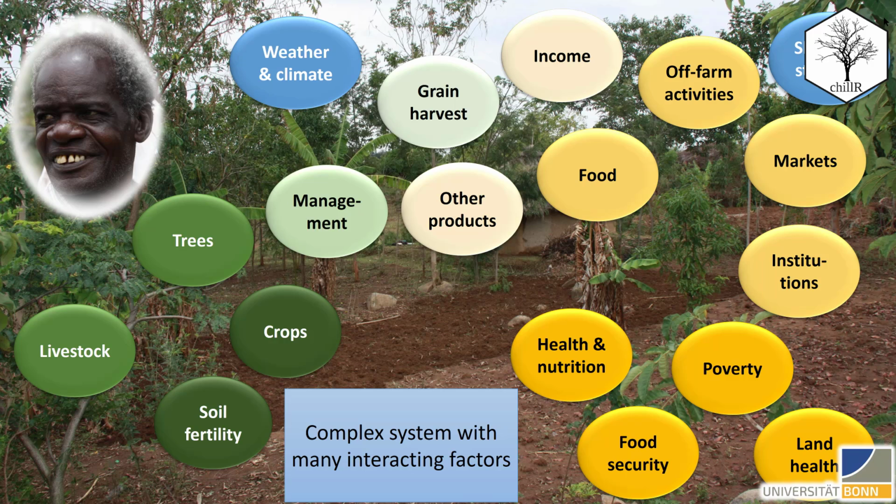We have the livestock here, the trees on the farm, the soil fertility, the way the crops and the livestock and trees are managed. Off-farm activities are important. The markets for inputs and outputs, institutions that are involved somehow in this community here. Outcomes that are important are not so much the crop yield, well, also that somehow, but the health and nutrition is important, poverty, food security, land health is important. All kinds of things really play a role in such a system, and we should somehow incorporate them into any sort of evaluations of system performance.